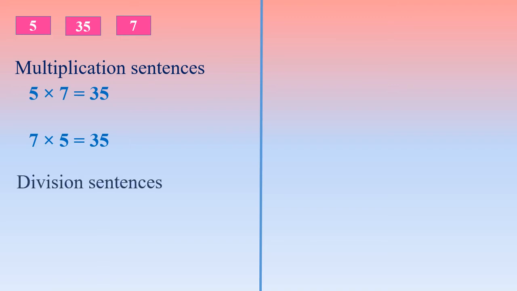Then when you are writing division sentences, as I told, you have to take 35 first. 35 divided by 5 equals 7. 35 divided by 7 equals 5.